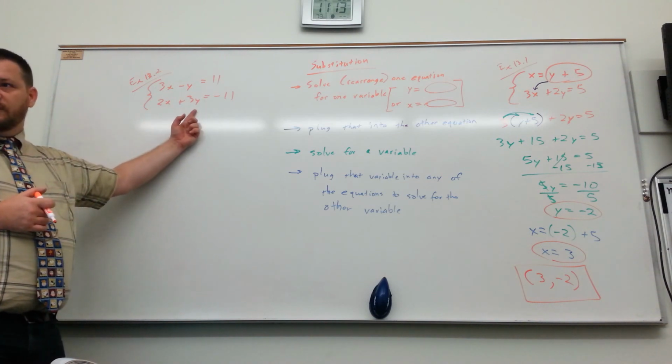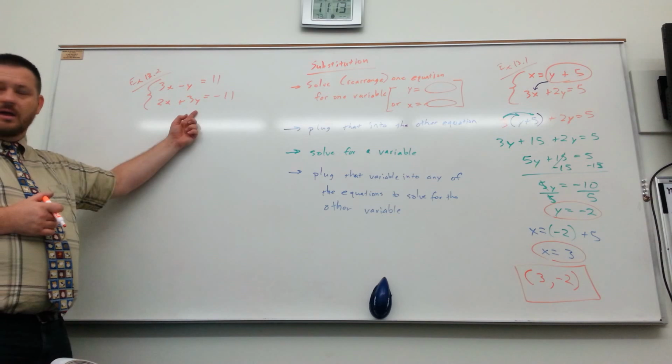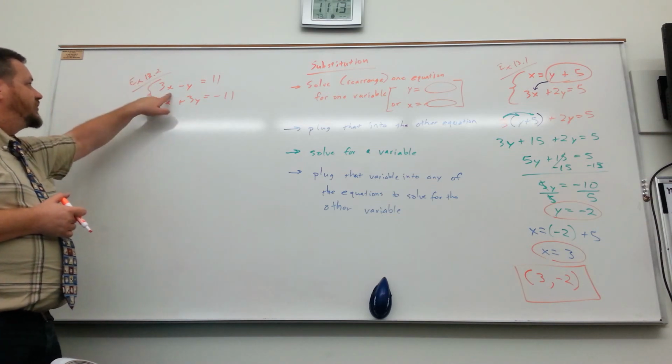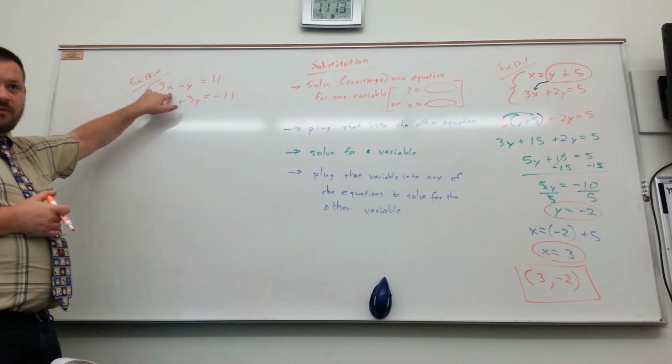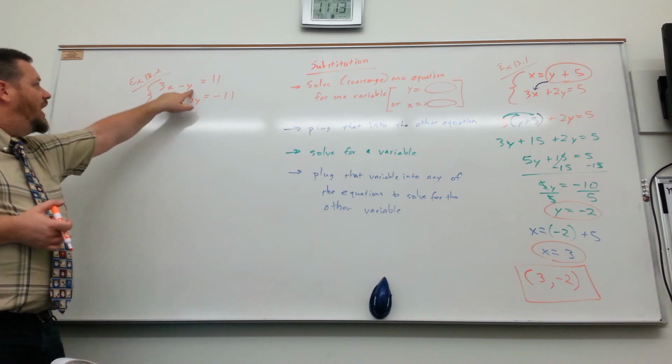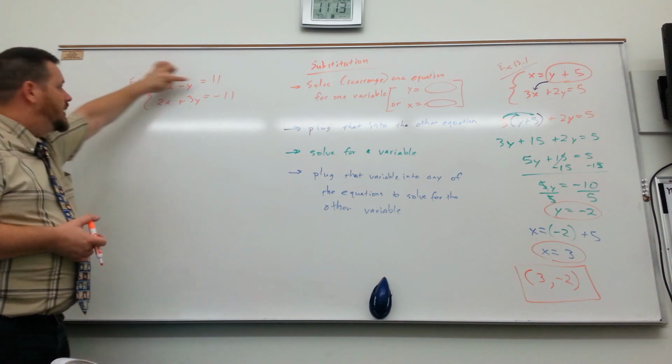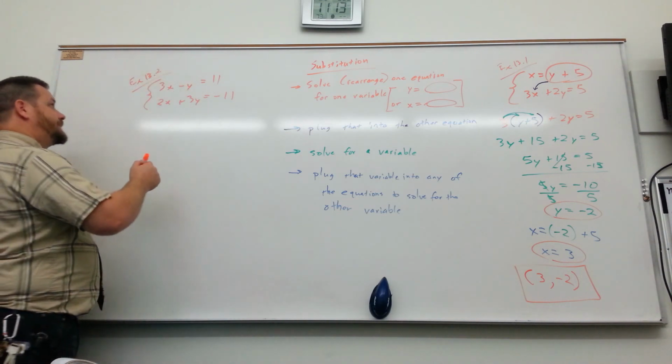Same story if I solve for y in this equation. I would have to divide everything by 3. It's going to get ugly. This equation, if I solve for x, I would have to divide everything by 3. More ugliness. But the y doesn't have a number in front of it. So I'm going to take this equation and I'm going to solve it for y.